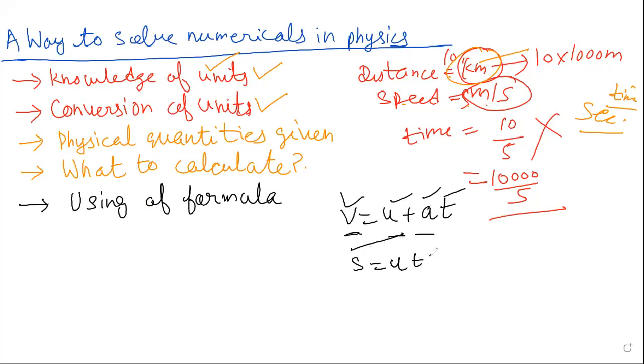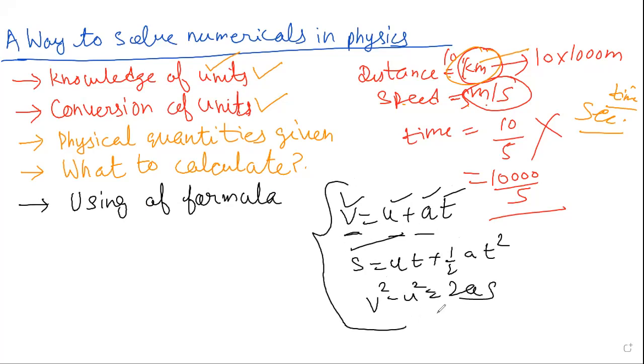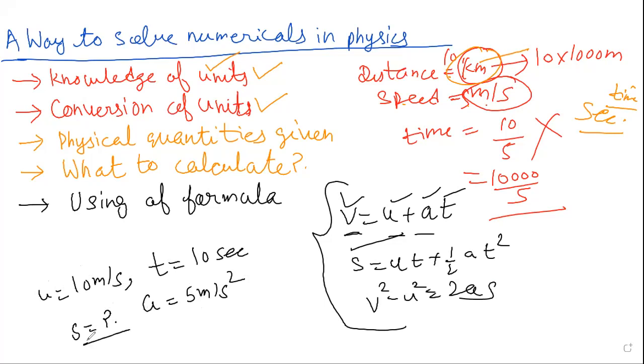Let me explain with the help of an example. s is equal to ut plus half at square, v square minus u square is equal to 2as. So these 3 equations of motion are there. Suppose we have initial velocity 10 meter per second, time 10 seconds, acceleration 5 meter per second square, and he has asked to calculate s, that is distance covered.